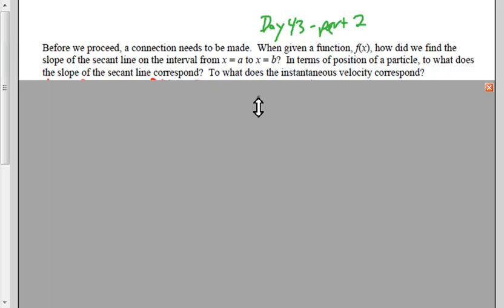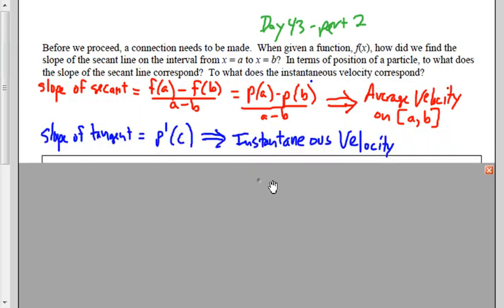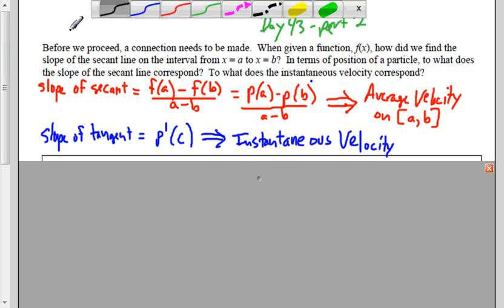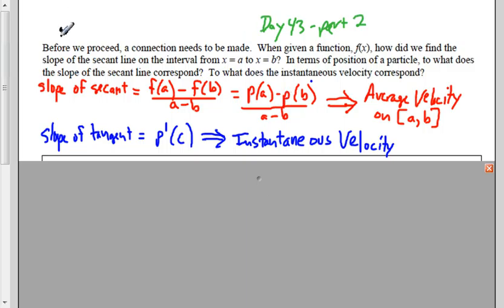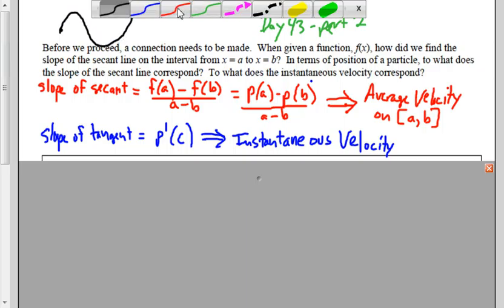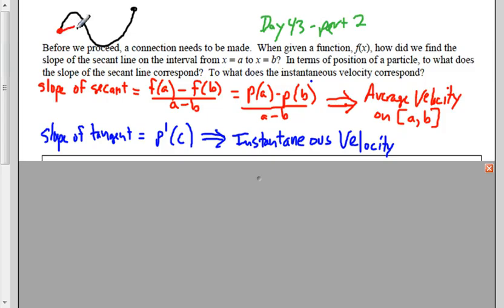In terms of position of a particle, to what does the slope of the secant line correspond? To what does the instantaneous velocity correspond? So we've already talked about this, and I'll talk about it in a second. If I have some function, it doesn't matter what that function is, the secant line is the slope of this line that connects the endpoints. And again, it's change in y over change in x, which if that was my position function, that is considered the average velocity.